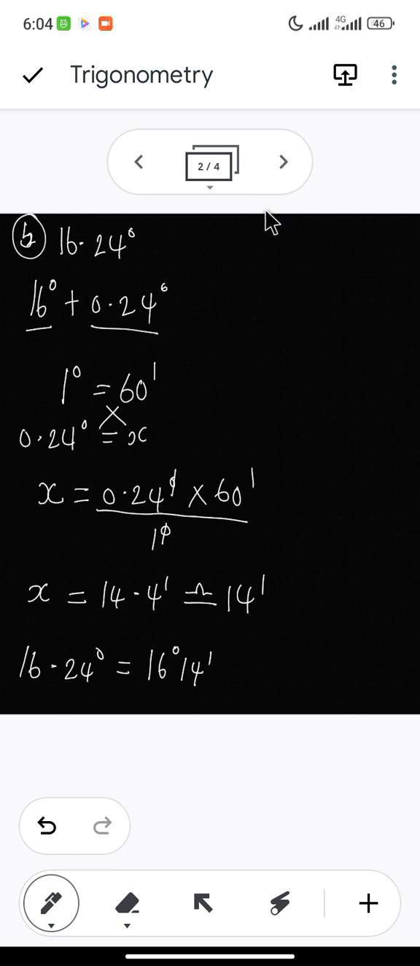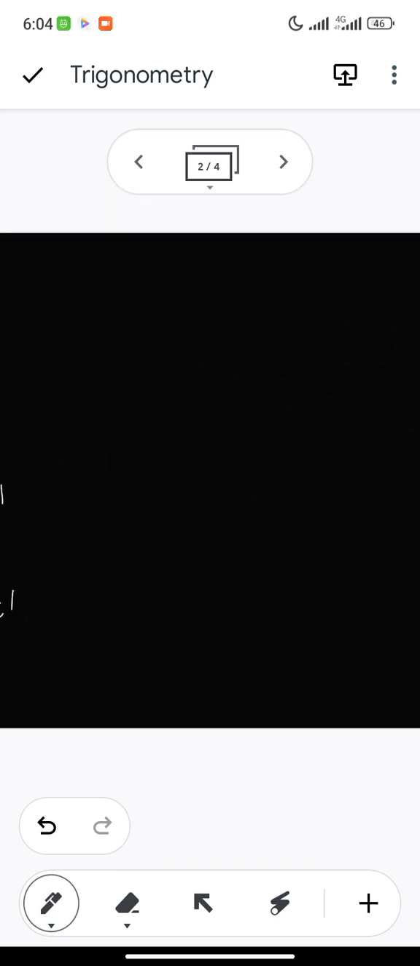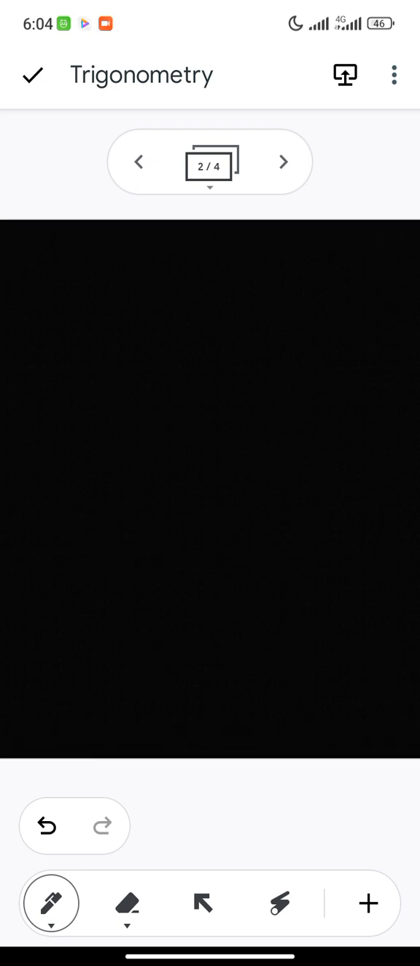Then let's look at some examples where we have to convert from degree and minutes back to degree. So let's check some examples. Question number 1. We're going to convert 14 degrees 4 minutes to degree only. What are you going to do? Now you're going to reverse the process. So remember, you're just converting just this.